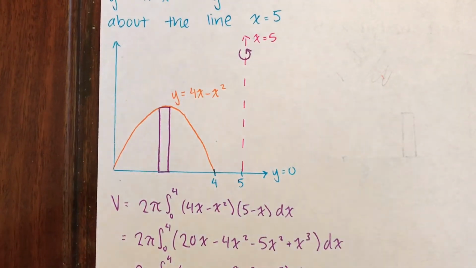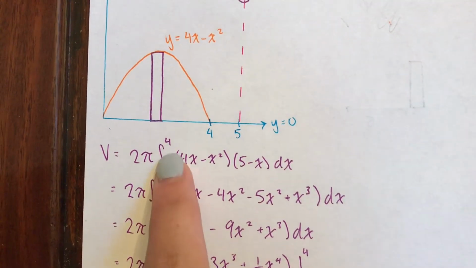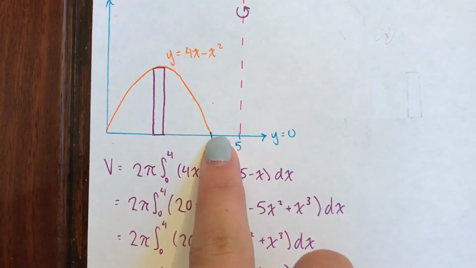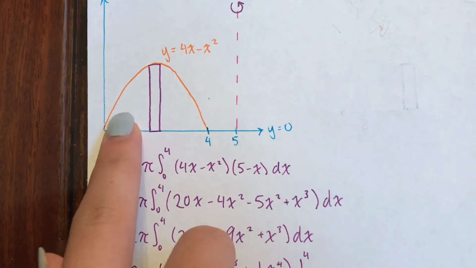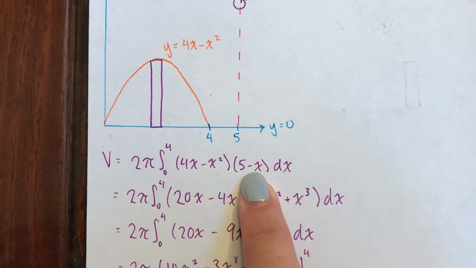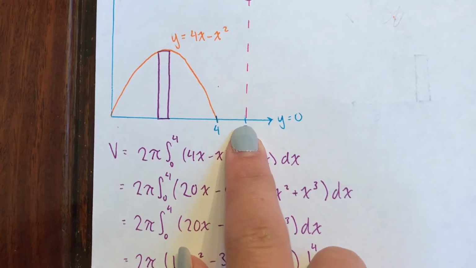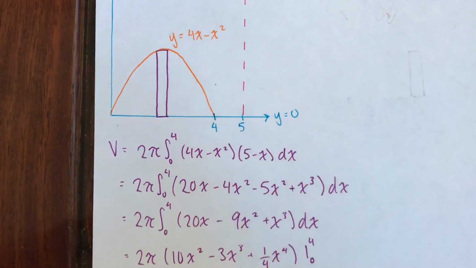Okay, so hopefully you got this integral, and the limits of integration are from 0 to 4 because the two functions intersect at 0 and 4. And this is the height because the height is whatever the function is. And this is the radius because the axis of rotation is at 5, and we only care about this region right here. So we would subtract the x.